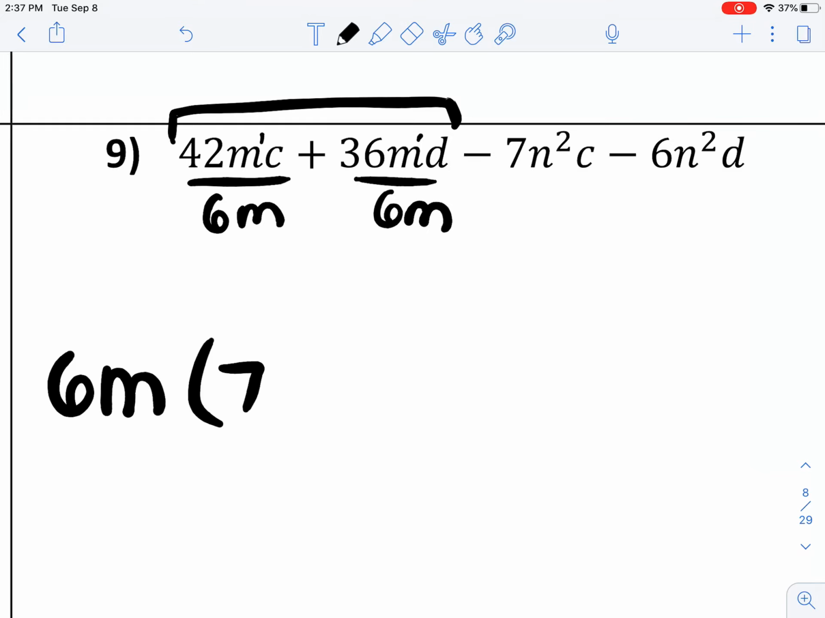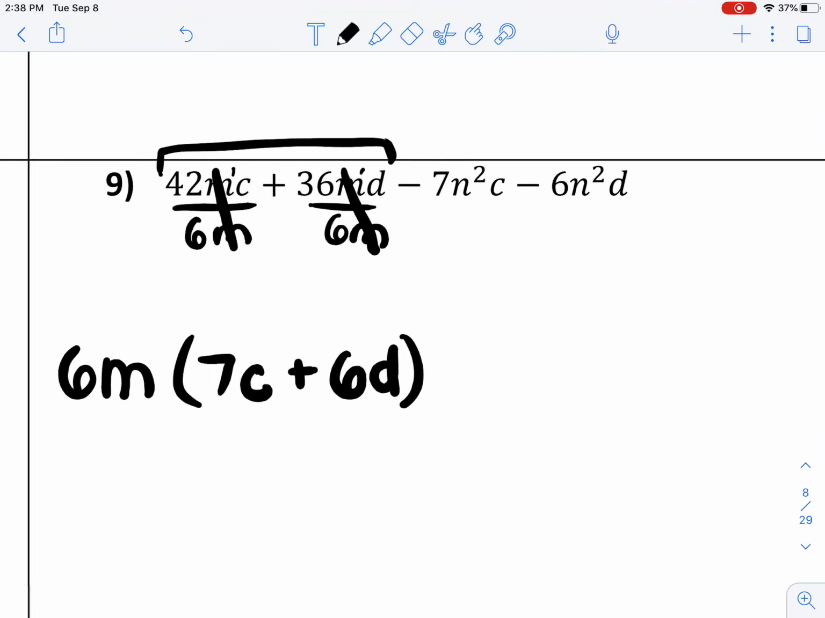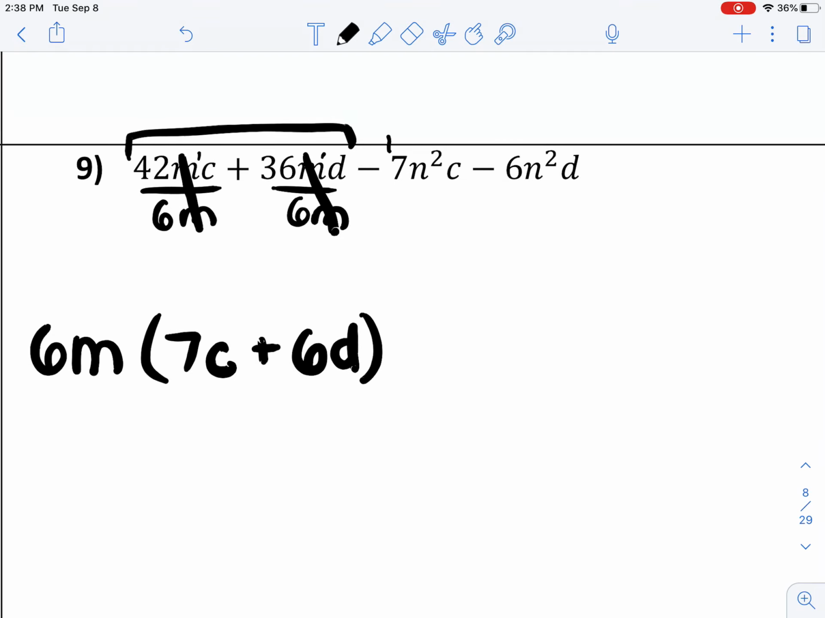So 42 divided by 6 is 7. mc divided by m. These are the exact same, so those cancel out, and I'm left with just the c. Plus 36 divided by 6 is 6. My m's cancel here, leaving me with just d. And that was group 1. Group 2, don't forget to bring down that sign in the middle. So I'm bringing down a negative. The biggest number that goes into 7 and 6 is just a 1.